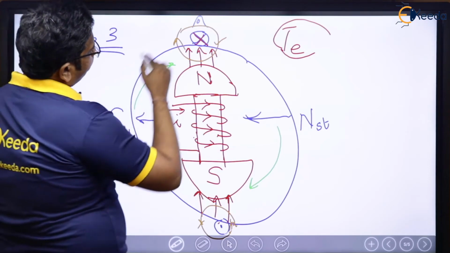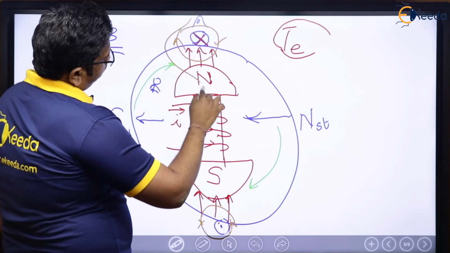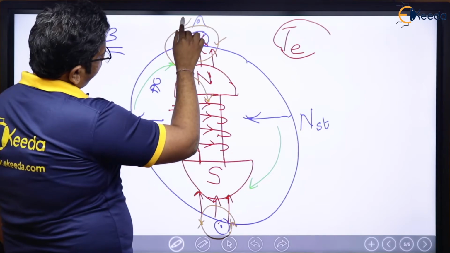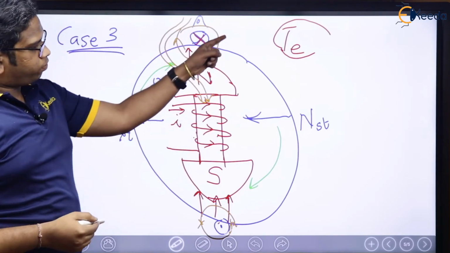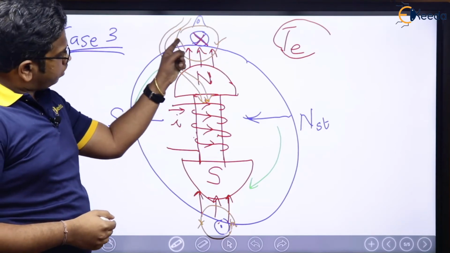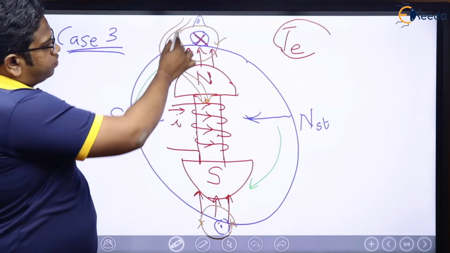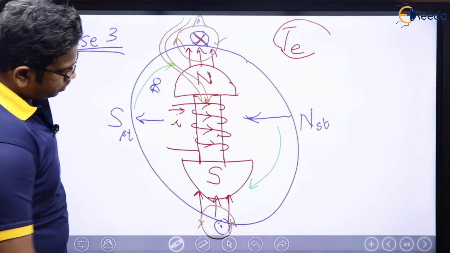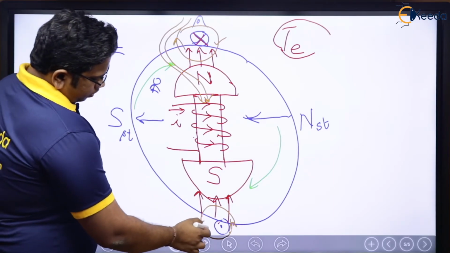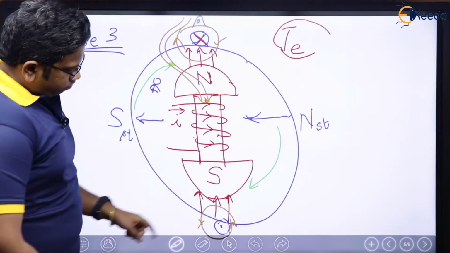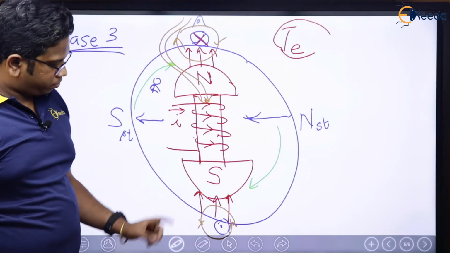So basically what will happen? Lines will be stretched like this. These flux lines will be stretched in this particular fashion. Here they are opposing, so here flux is 0. Here they are aiding, that is the reason flux lines are going to stretch. Here, what is going to happen? In this particular area, flux lines are opposing each other.